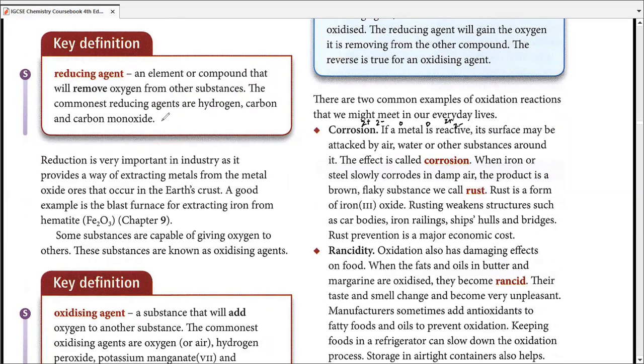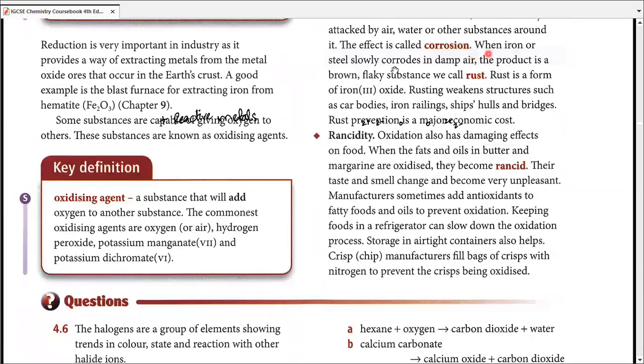I would really like you to add to this list reactive metals. They're very good reducing agents. Since they themselves oxidize, they reduce others. There is another key definition on this page. So that is oxidizing agent, a substance that will add oxygen to another substance.